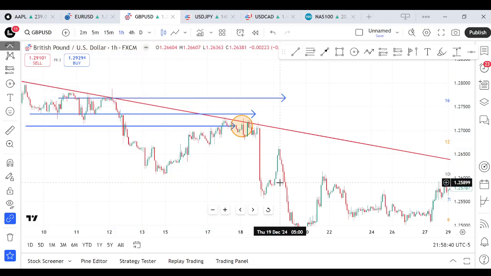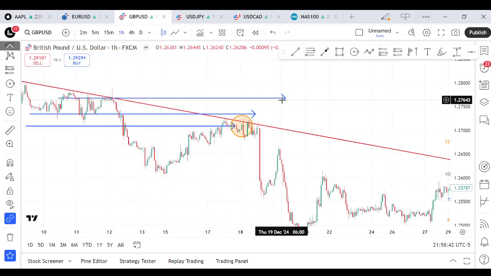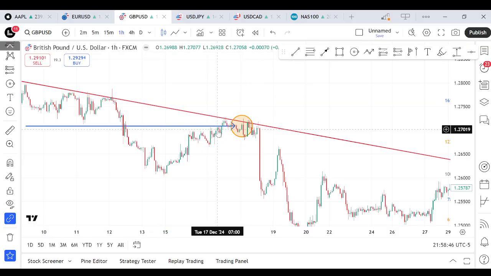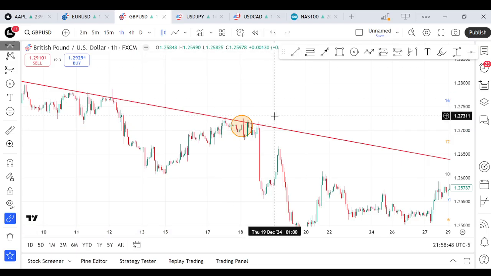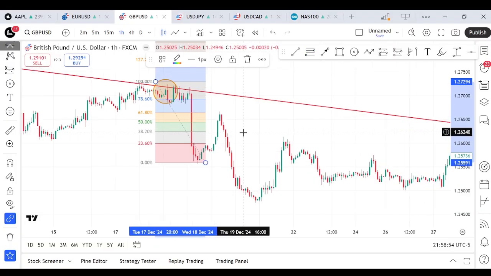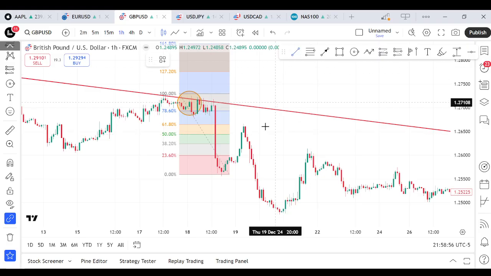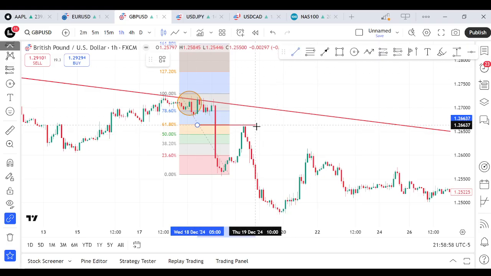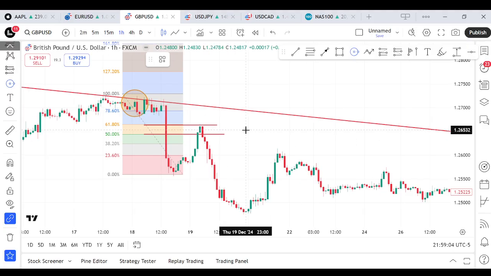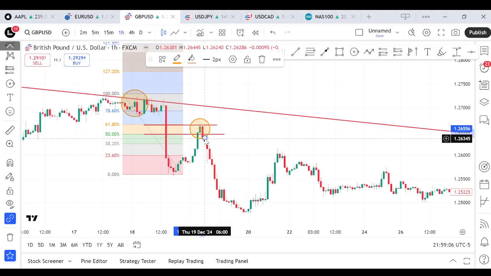Quickly delete all of this. Let's quickly delete all these lines. And the next example is this one. We have this Fibonacci level. I deleted it earlier, remember. So we're expecting price to react to the 61.8 or the 50%. And you can see price reacting off of that, giving us a bearish engulfing.